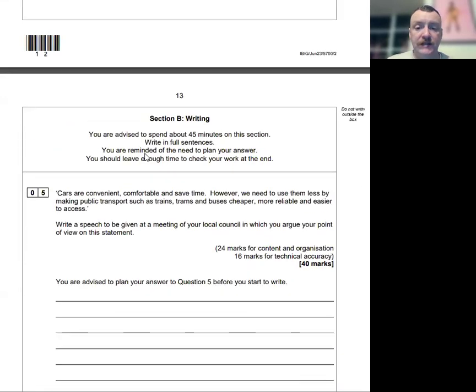Question number 5. So this is section B. This is the writing section. You're advised to spend about 45 minutes on this section, writing full sentences. You're reminded of the need to plan your answer. You should leave enough time to check your work at the end.